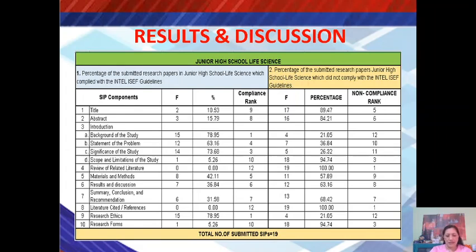In junior high school life science, results show that 78.95% of the submitted SIPs complied with the INTEL ISEF guidelines in writing the background of the study and research ethics, significance of the study, which is 73.38%. Statement of the problem is 63.16%. Materials and methods, 42.11%. Most number of non-compliance were noted in review of related literature and literature cited references, 100%, followed by scope and limitations and research forms, which is 94.74%, and writing the title, 89.47% respectively.